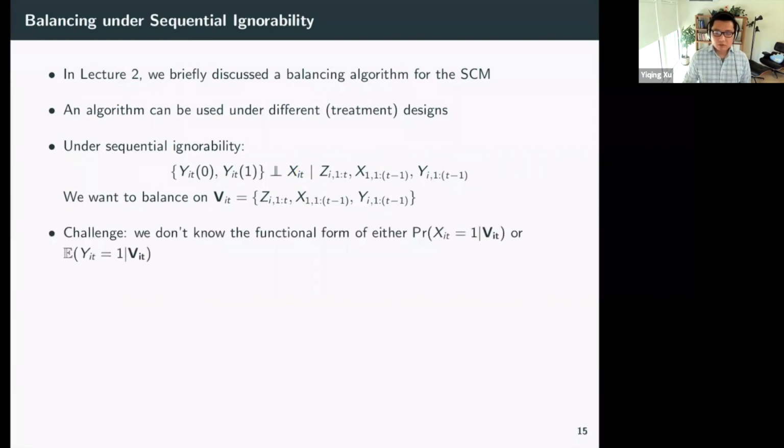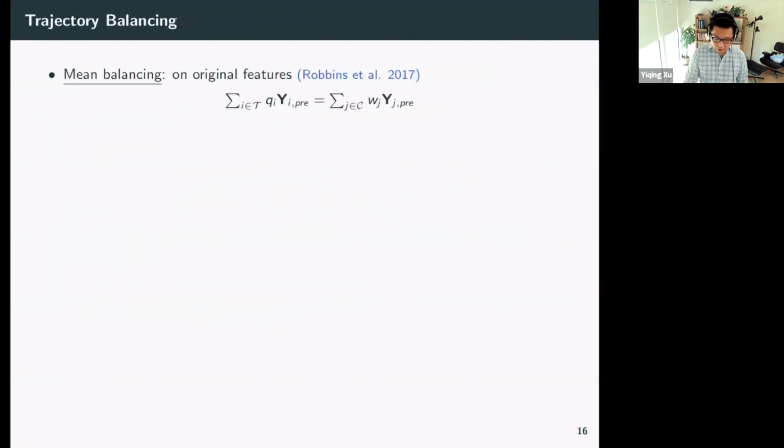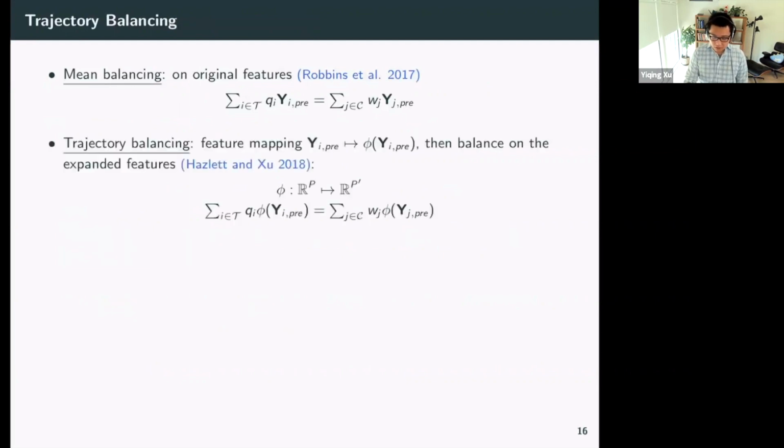The challenge is that we don't know the exact functional form of this quantity, right? The V_it can be fairly complex, and we also don't know the outcome model exactly. Note that there's no fixed effects, okay? No additive individual fixed effects because we are under sequential ignorability. In other words, weights can achieve mean balance. If we achieve balance for the level terms, it may leave treated and control different on nonlinear functions of V_it. So we talk about Robbins et al. in JASA, in which they introduced a mean balancing approach for synthetic control.